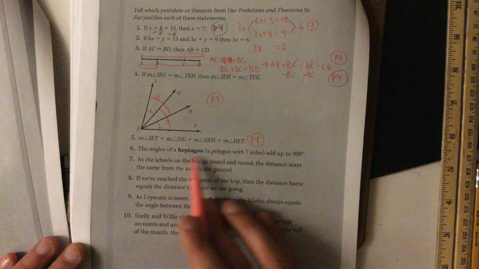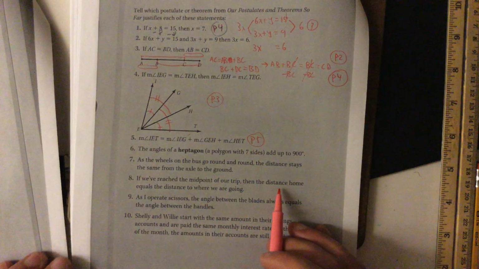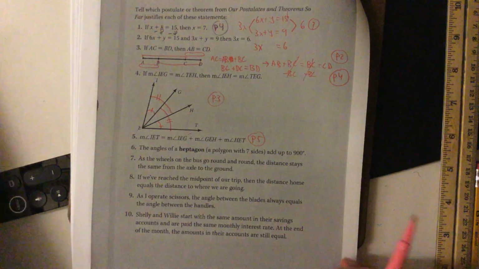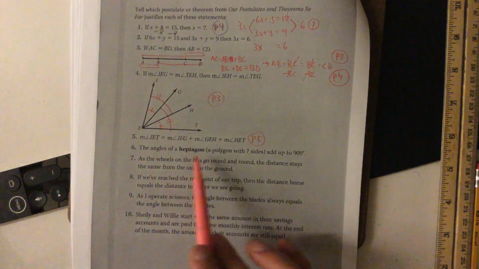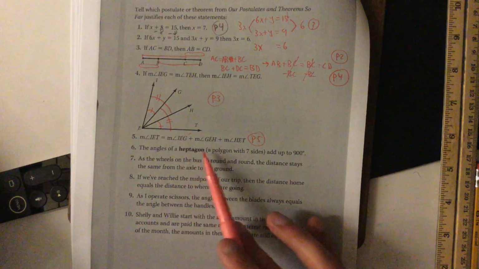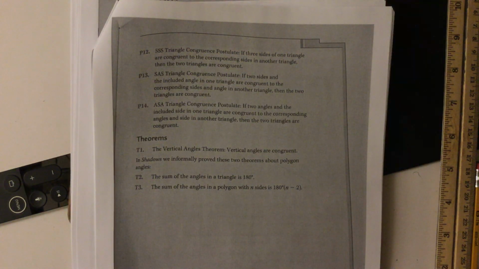The angles of a heptagon, a polygon with 7 sides, add up to 900. Okay, I don't know if y'all are as familiar with these as I am, but when I see this polygon, a heptagon, meaning a number, poly, many-sided figure, I'm reminded of this final theorem, T3, which is the sum of the angles in a polygon with n sides is 180 times n minus 2.